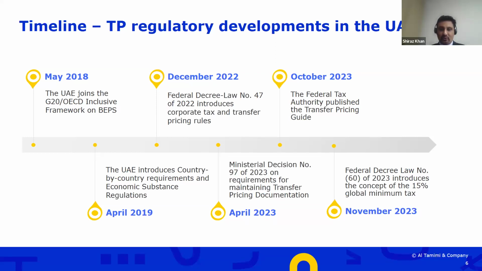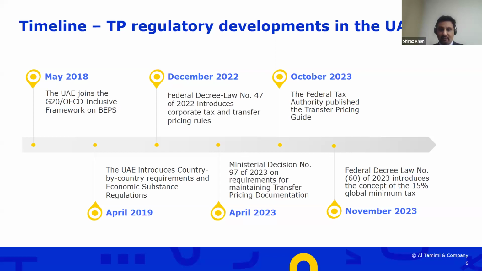Then in October 2023, the FTA published a transfer pricing guide, and this is a very detailed guide. It's around 140 pages. It has a lot of detail, and this would be, after the law, the primary reference point in terms of the FTA's approach in dealing with transfer pricing. Of course, a lot of the things in the transfer pricing guide have been incorporated from OECD guidance. So you could still rely on OECD guidance to the extent that things are not covered in the FTA guide.